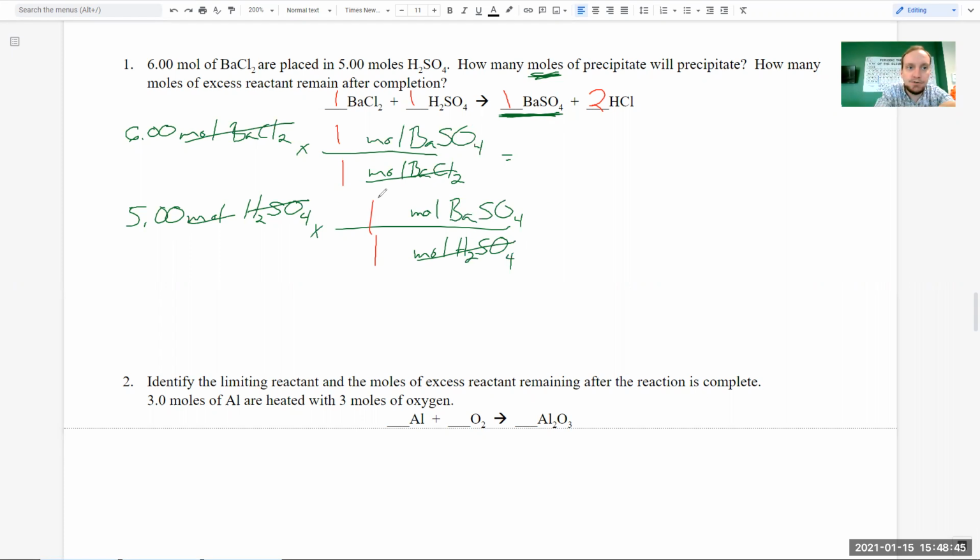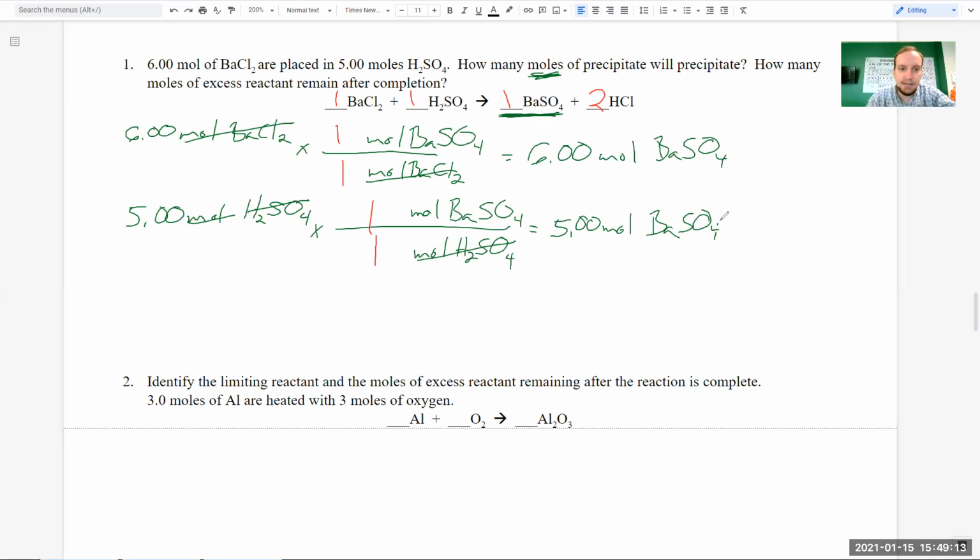All right, so to solve this, this actually works out quite nicely. 6 times 1 divided by 1 is still going to be 6.00 moles of our product, BaSO4. And at the bottom, we have 5 times 1 divided by 1. Again, that's also going to be 5 moles of barium sulfate. So again, the math was super easy because it's a 1 to 1 to 1 to 2 ratio, but we didn't even need the hydrochloric acid. That wasn't really involved in the problem.